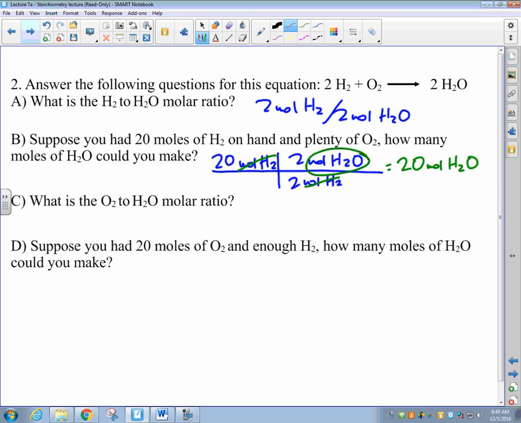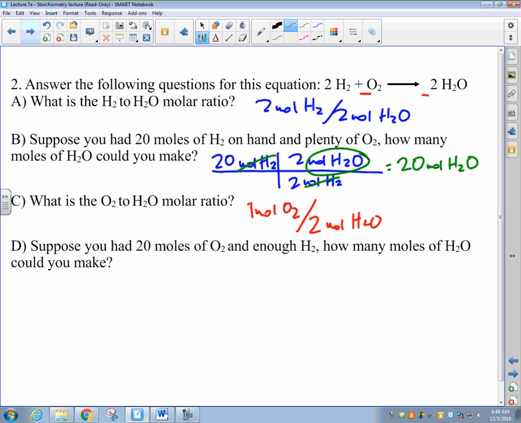All right, so slightly more complicated, still pretty friendly though. What's our oxygen to water molar ratio? For every 1 mole of O2 consumed, we produce 2 moles of H2O, right? We've got a 1 to 2 molar ratio.